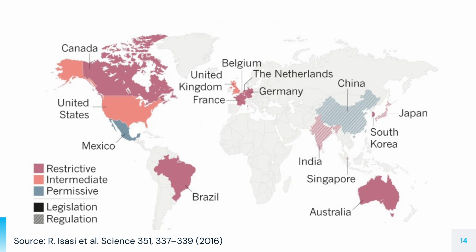This map is basically the legal landscape of where everything, like the levels and the restrictions, are placed. As you can see, in places like China, it's permissive but regulated, versus Mexico, it's permissive by legislation. And then in places like Brazil and Australia and Canada, it's restrictive by legislation. And then you can see the source of where I got this at the bottom.